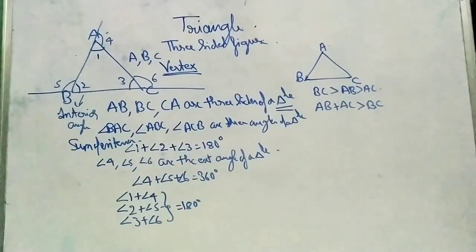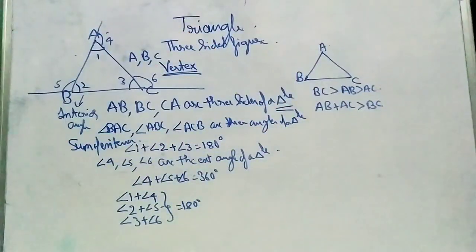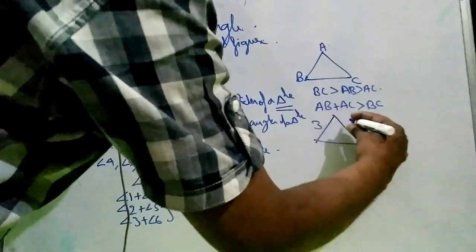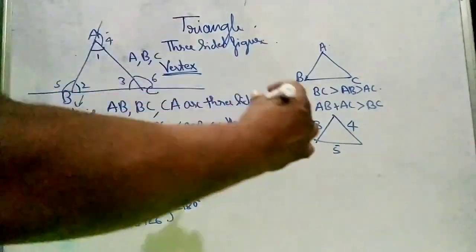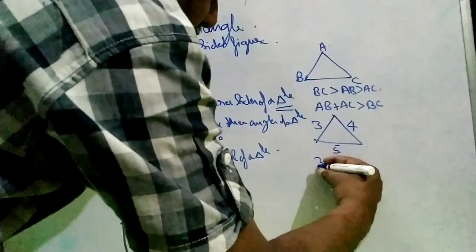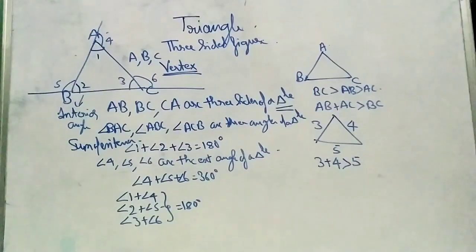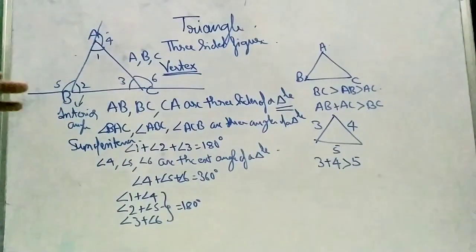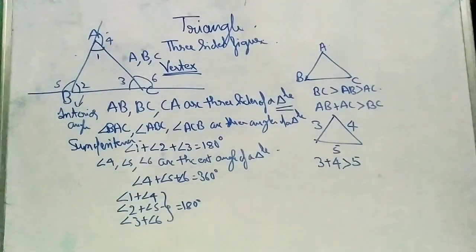The sum of two sides of a triangle is always greater than the third side. For example, if we take one side as 3, one side as 4 and the longest side is 5, then the sum of the two sides, 3 plus 4, should be greater than the greatest side, which is 5. If it is so, then only the triangle is possible, otherwise the triangle is not possible. So, for the property of a triangle, it is necessary that the sum of two sides is greater than the third side. Is this clear?